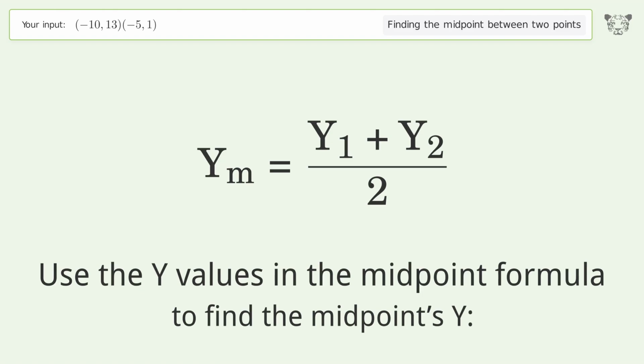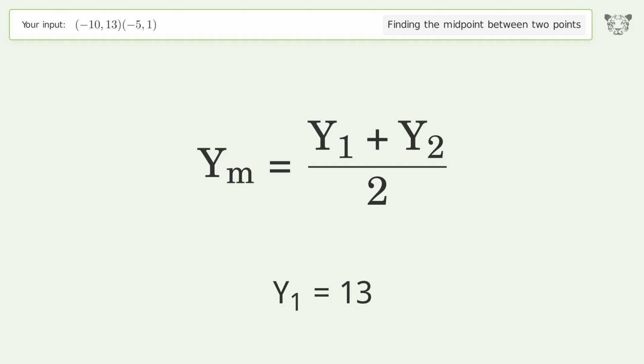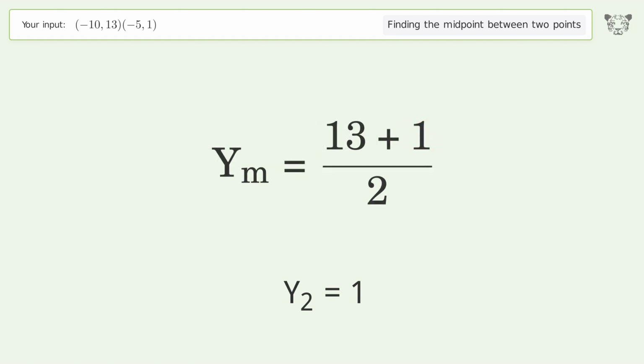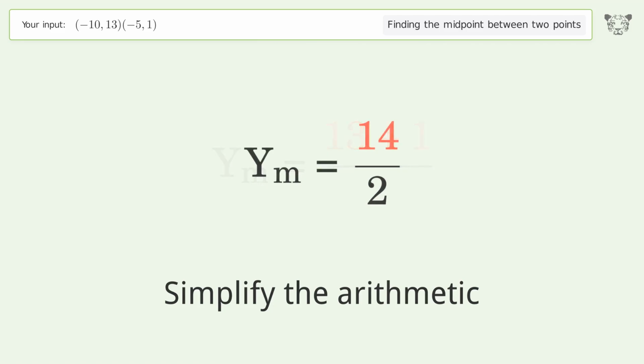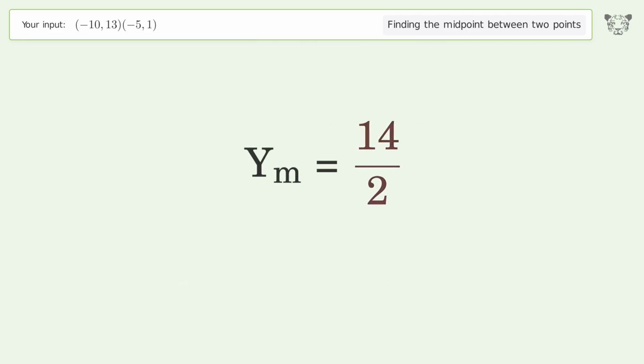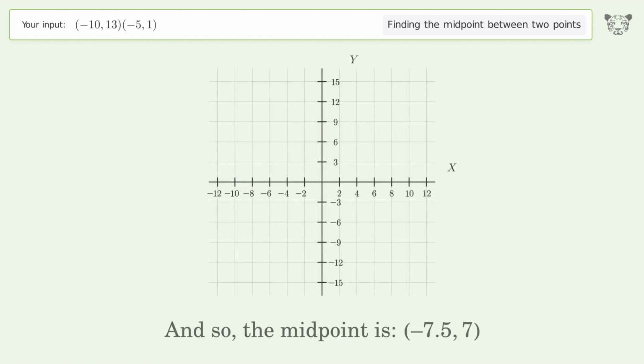Use the y values in the midpoint formula to find the midpoint's y. y1 equals 13. y2 equals 1. Simplify the arithmetic. And so, the midpoint is negative 7.57.